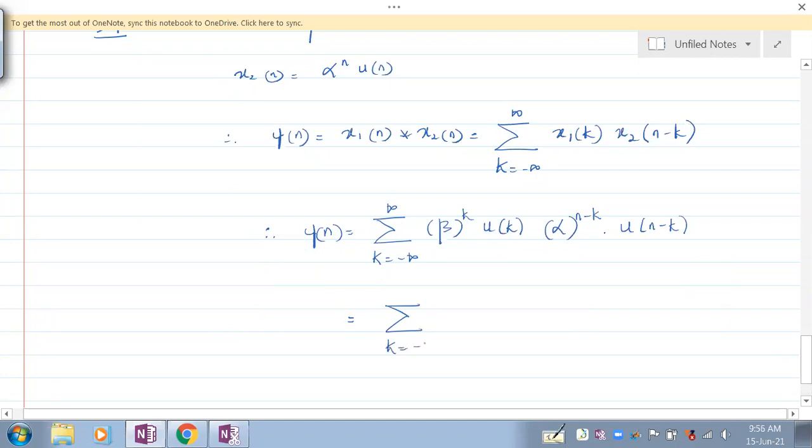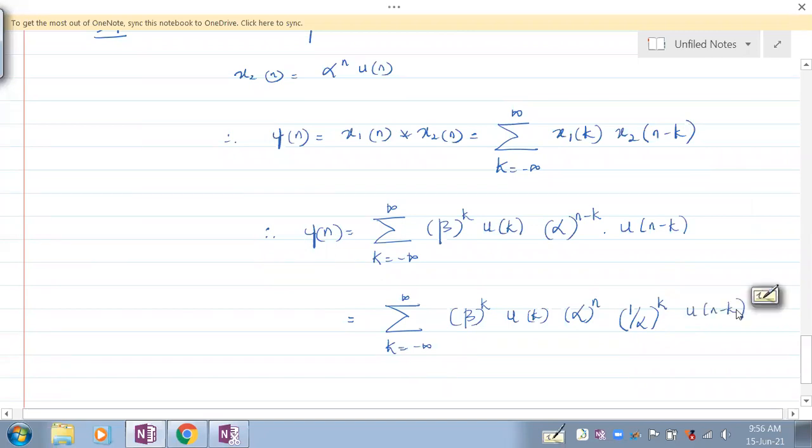So first, let's get this equation in proper form. This is beta power k, let it be that way, u of k. This can be written as alpha power n is one part, another part is 1 by alpha to the power k. Why is it 1 by alpha to the power k? Because it is alpha to the power minus k, right? Alpha to the power minus k is 1 by alpha to the power k. Is that understood now? And it's u of n minus k at the end.